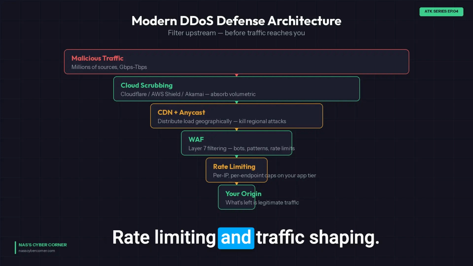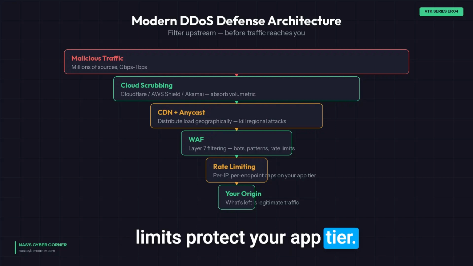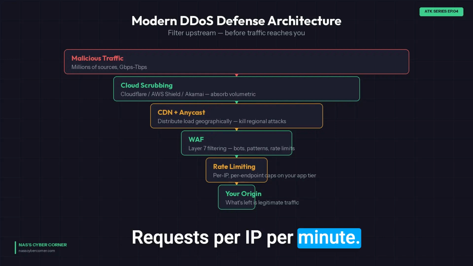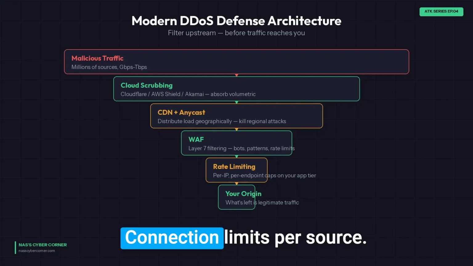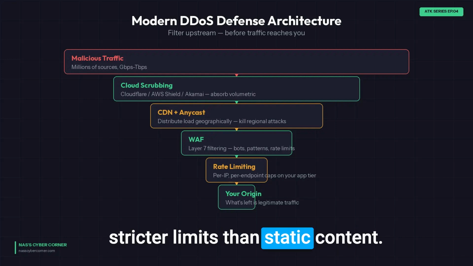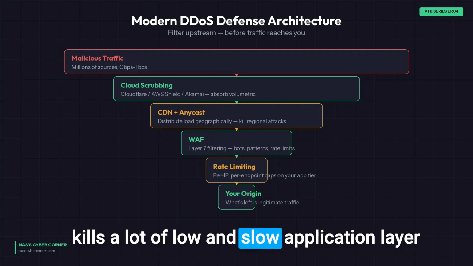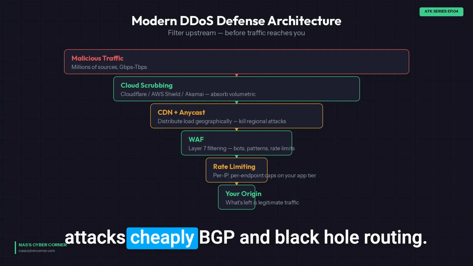Rate limiting and traffic shaping. Even without a WAF, basic rate limits protect your app tier. Requests per IP per minute. Connection limits per source. Resource-intensive endpoints get stricter limits than static content. This won't stop volumetric attacks, but it kills a lot of low and slow application layer attacks cheaply.